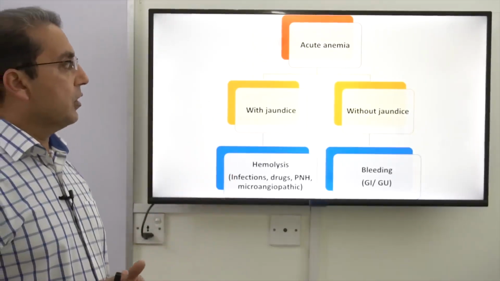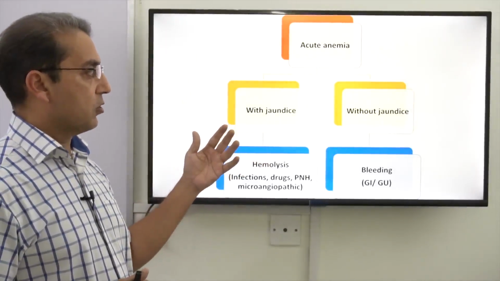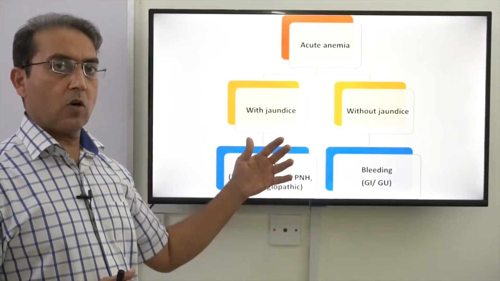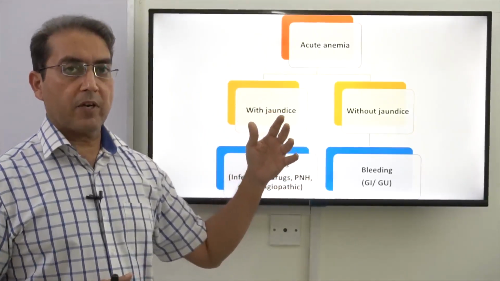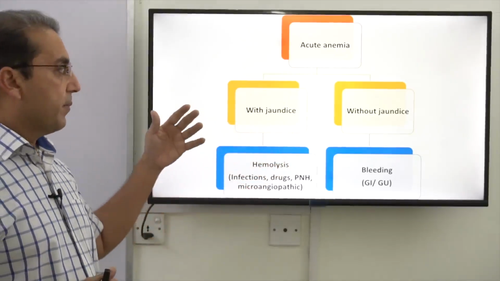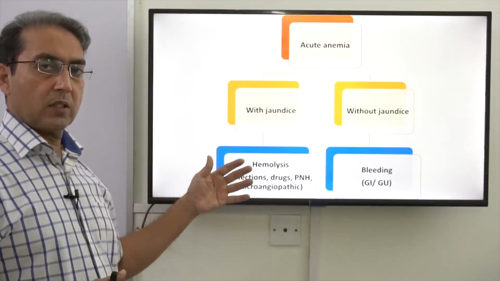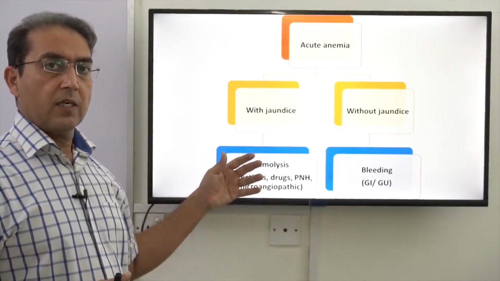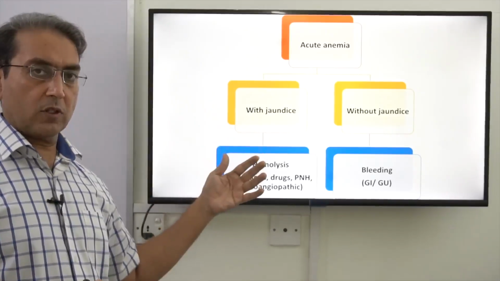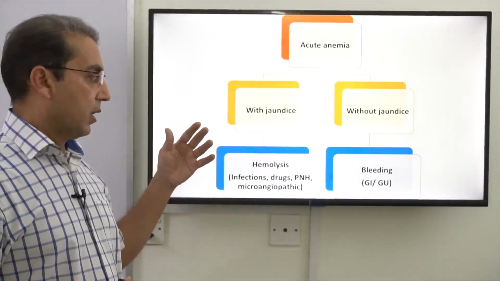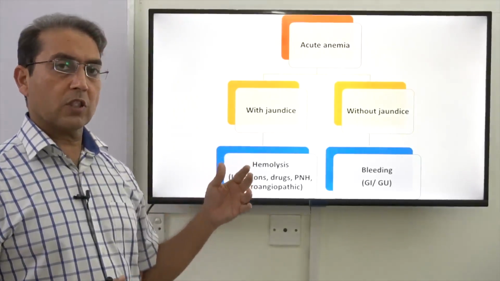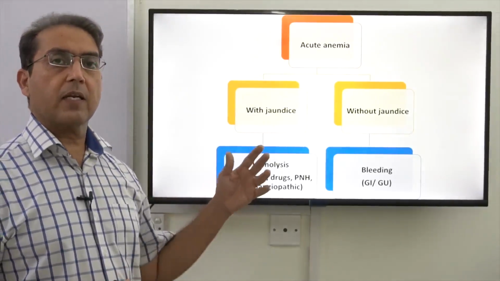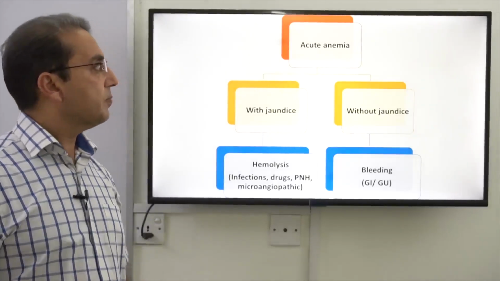So the patients with acute anemia may be with jaundice or without jaundice. The patients without jaundice usually bleed from the GI tract or the genitourinary tract, and they have anemia but they don't have jaundice. Patients who have jaundice have hemolysis. And hemolysis may be because of infections, or because of drugs. Drugs may cause direct hemolysis, or may cause it in patients with glucose 6-phosphate dehydrogenase deficiency, microangiopathic hemolysis, and PNH, which is a malignant disorder.